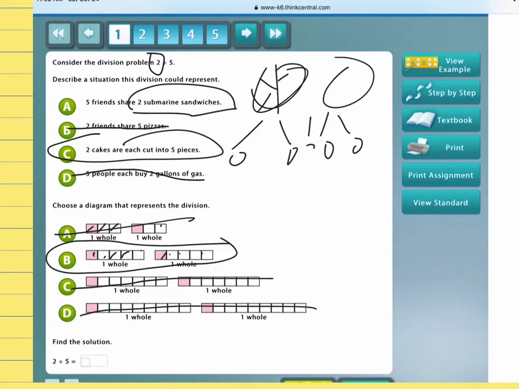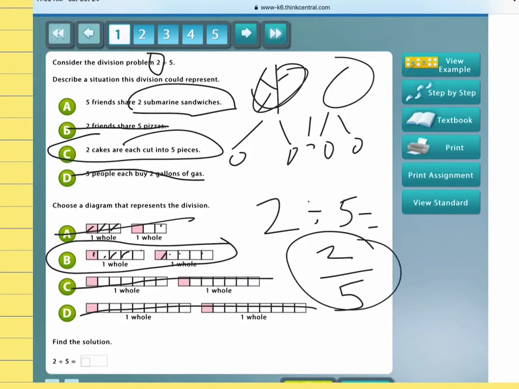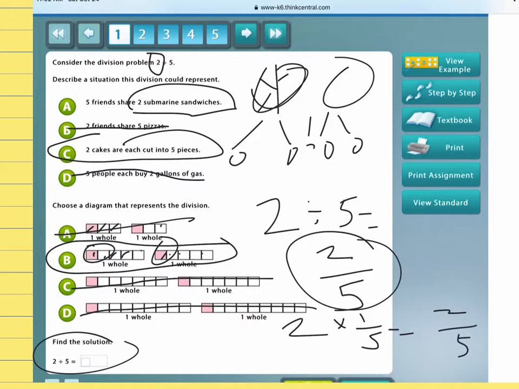So what is the solution to this problem? If you have 2 things and you're going to divide them by 5, your answer is going to be 2 divided by 5, which is 2/5. So you see here 2/5. Or you could do the keep change flip. 2 divided by 5 is the same as 2 times 1/5, and that is going to be 2/5. So your answer here should be 2/5.